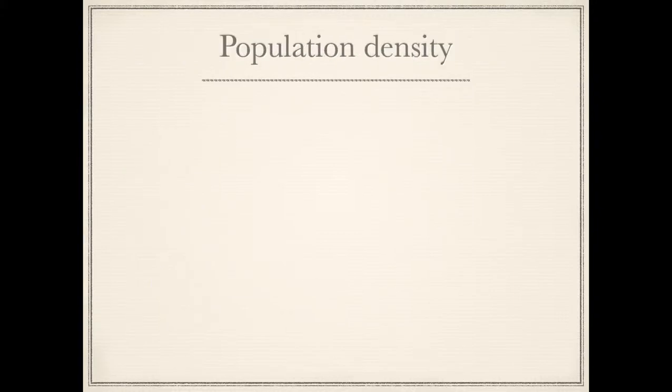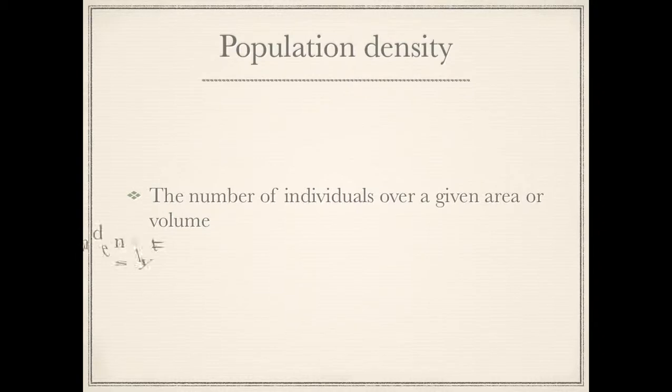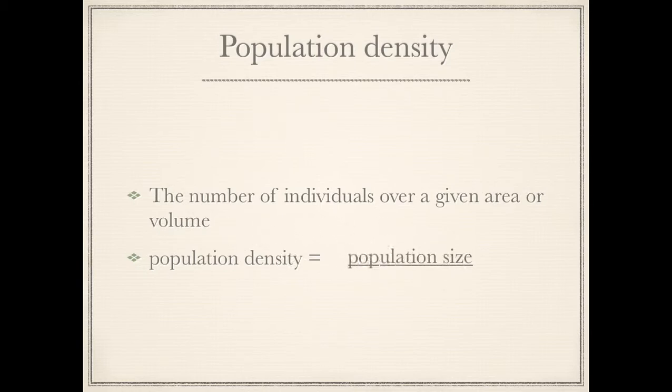Population density is slightly different from population size. Population density is the number of individuals, but over a given area or volume. So there's a little bit of a formula involved here. Your population density is going to be how many individuals you have, so your population size, divided by the area or volume, if we're talking about something like fish, where these individuals are found.